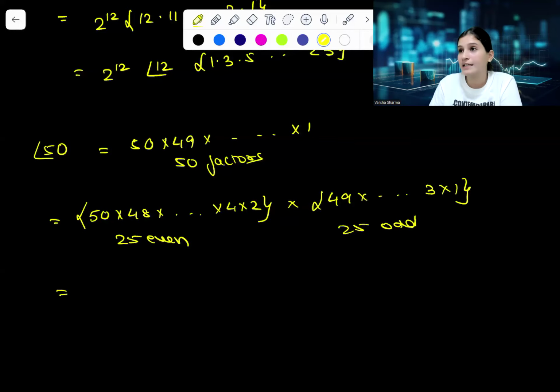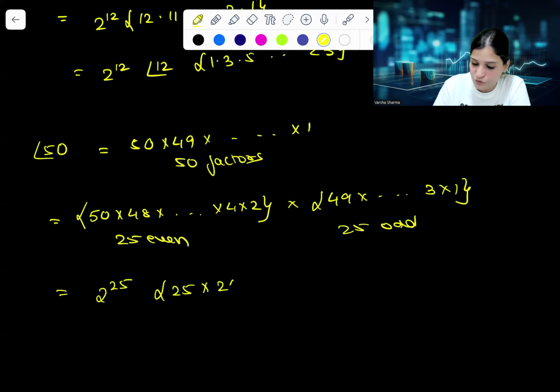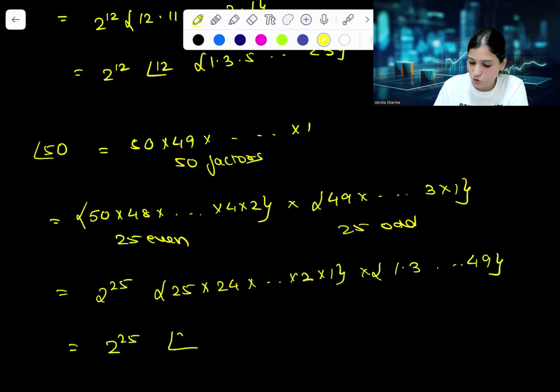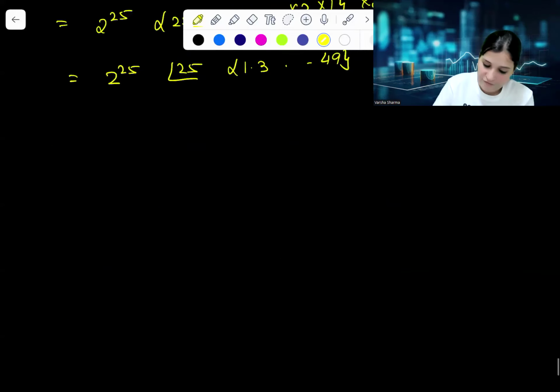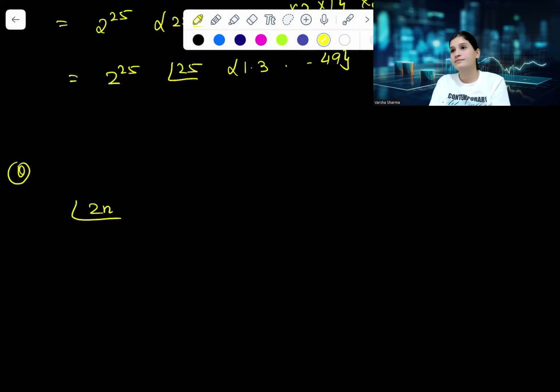From here, how many 2's will come? 2 power 25. From 50, 2 goes 25, from 48, 2 goes 24, from 4, 2 goes 2, from 2, 2 goes 1. And these are all the odd numbers. So this can be written as 2 power 25 factorial 25. Any doubt? No, ma'am. So that means if I have factorial twice n, it is an even number.